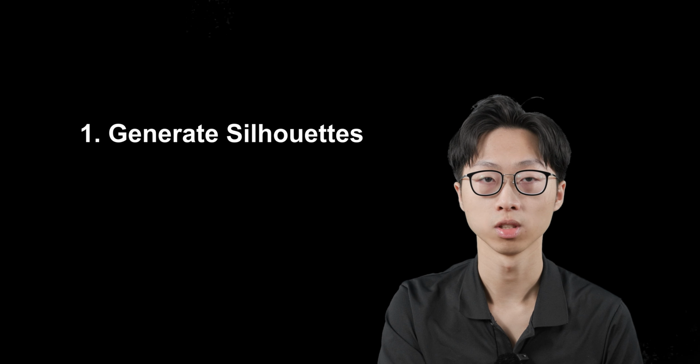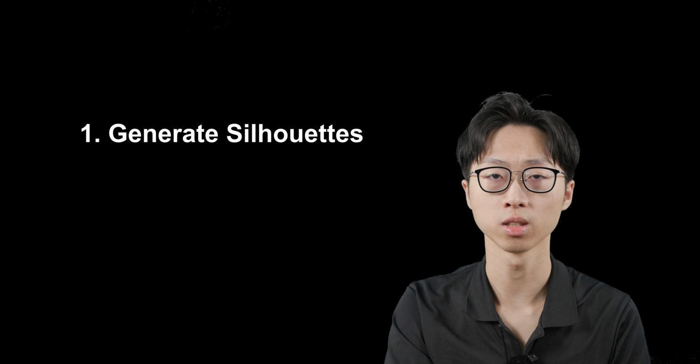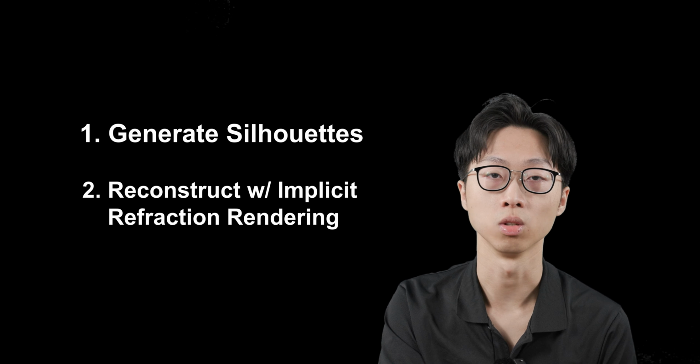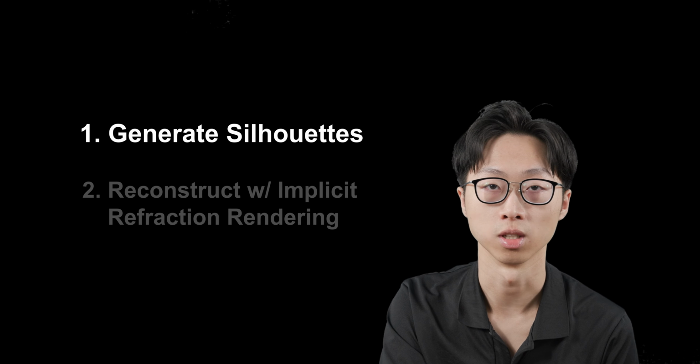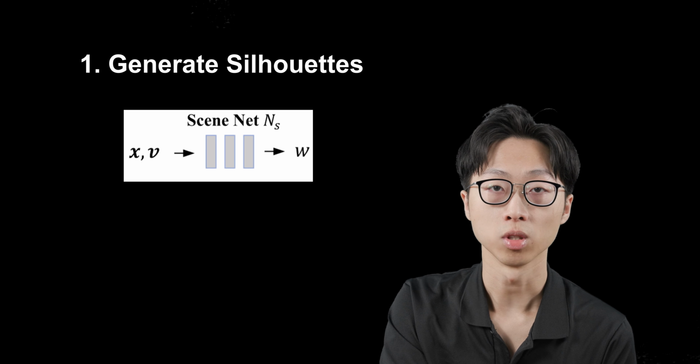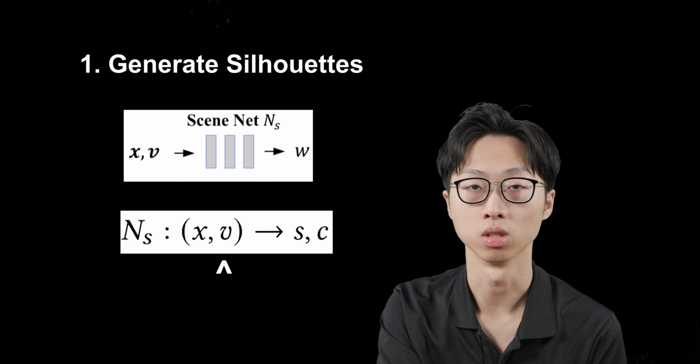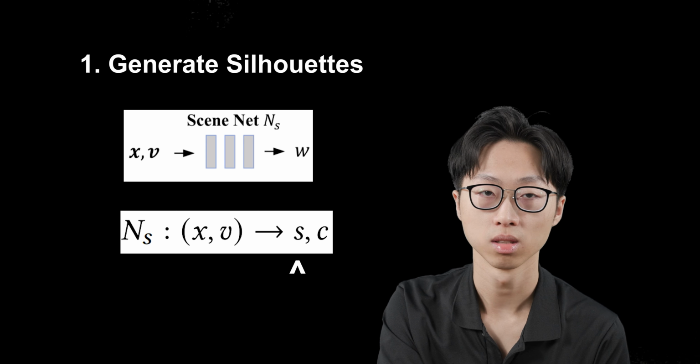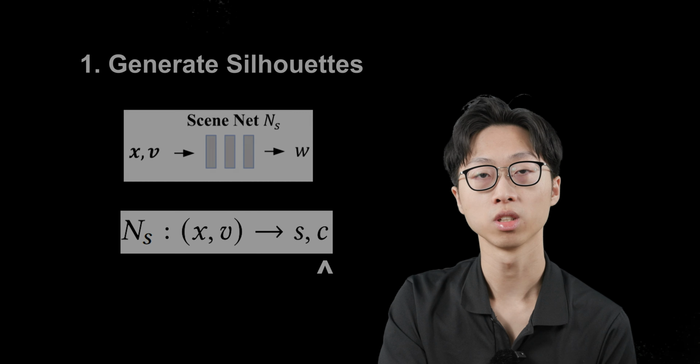First, generating accurate silhouettes of the object for each view, and secondly, reconstructing the object and refining it using implicit differentiable refraction rendering. For the first step, they introduce a neural network called the scene network, NS, which maps a 3D location and its view position to a view-independent signed distance and the view-dependent color. The network is used to represent the entire scene, including the transparent object.